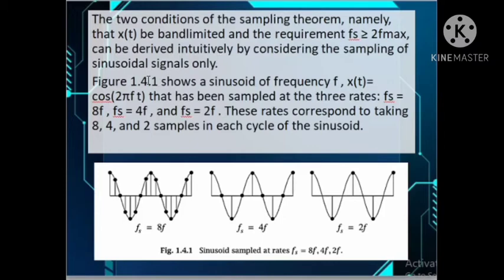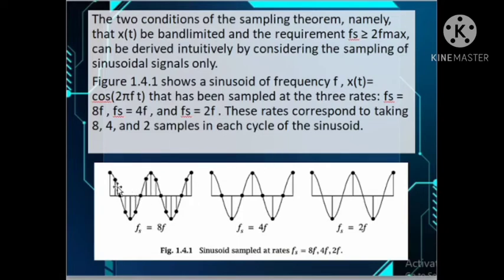Figure 1.4.1 shows a sinusoid of frequency f, x(t) equals cos 2 pi f t, that has been sampled at the three rates fs equals 8f, 4f, and 2f. These rates correspond to taking 8, 4, and 2 samples in each cycle of the sinusoid.